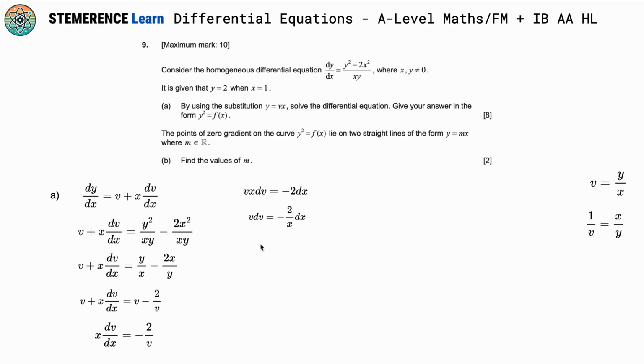So over here, if we integrate both sides, what I've done is, of course, we get the integral of v dv, and then negative 2 over here, that's just a constant, so I'm integrating negative 2 times the integral of 1 over x.